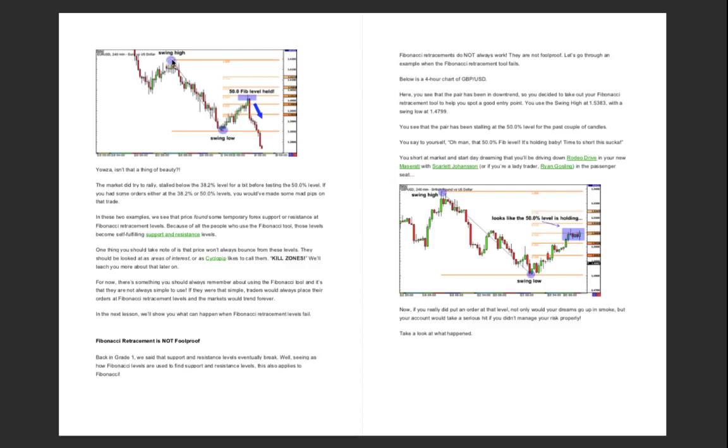So basically, we're trying to draw from the most significant swing high to the most significant swing low. When we draw it from here to here, all these levels automatically come out. When it comes out, your duty is to wait for this market to retrace back into one of these levels before you hop on that trend.